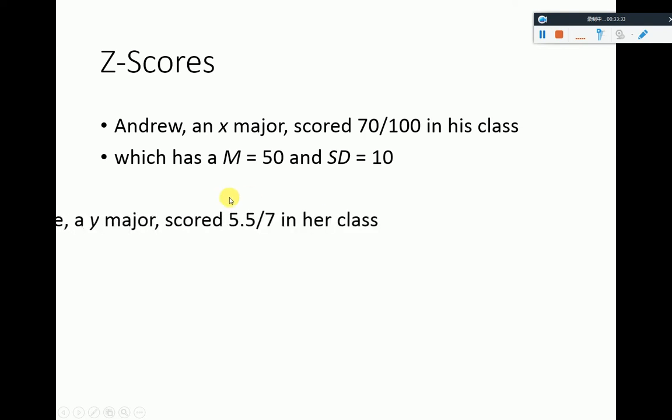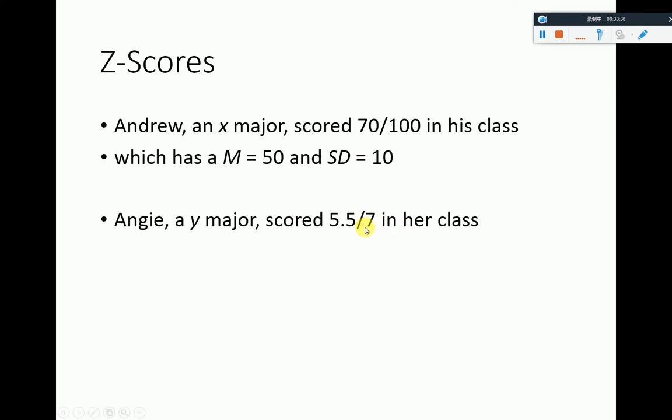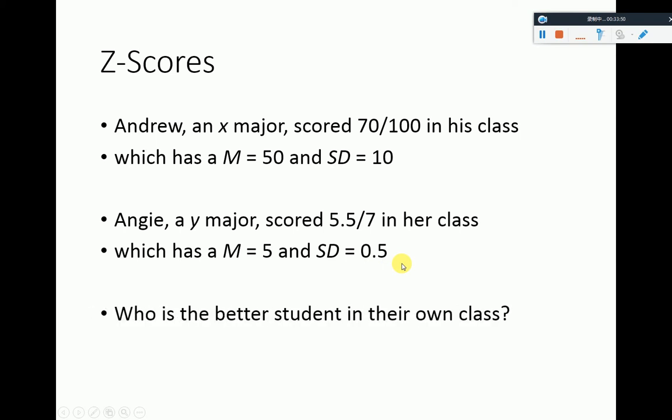Angie, a major of Y, has this average score, and she comes from a class that has an average value of 5 and a standard deviation of 0.5. So who's the better student in their own class? What do you do? How do we solve this problem? You should pause now and think about it for yourself. What do we do given these extra pieces of information to answer this question?